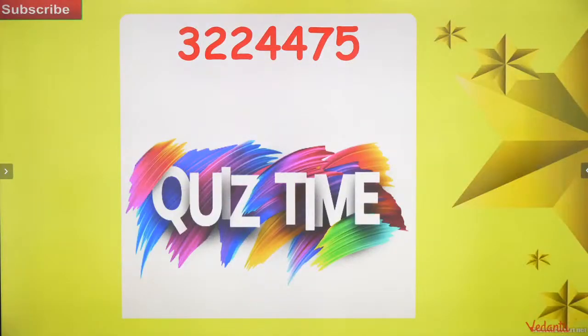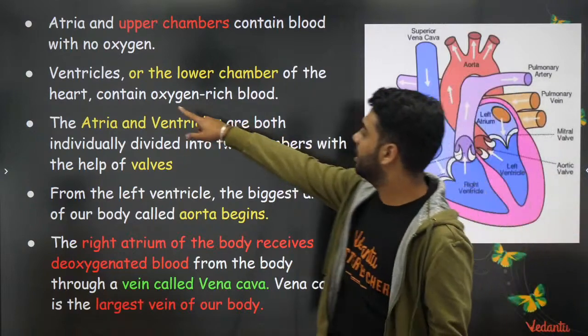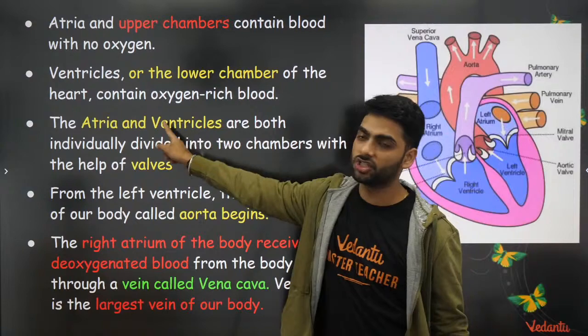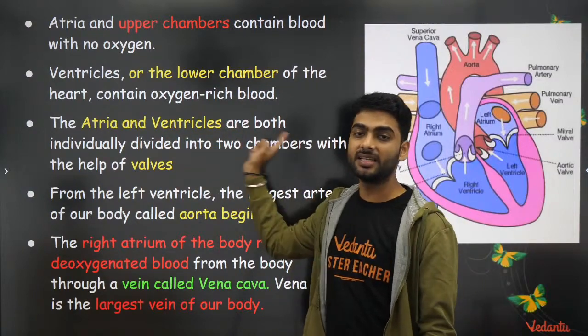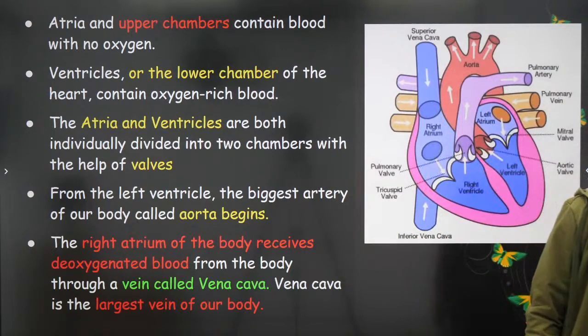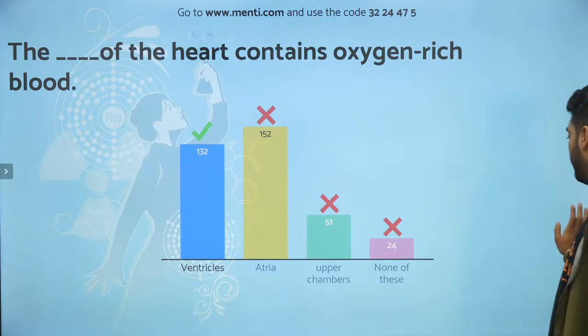See guys, I'll take you behind. See, ventricles, or the lower chambers of the heart, contain oxygen-rich blood. It is the ventricle. Okay? Let us look at the leaderboard.